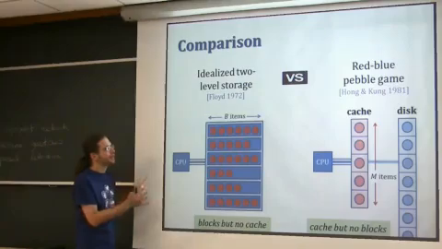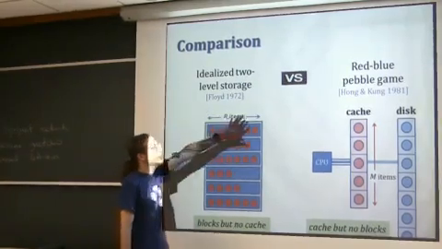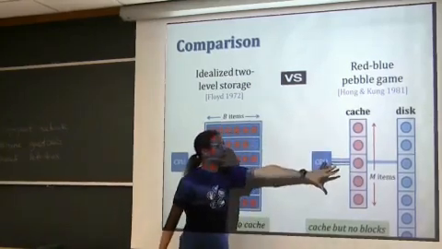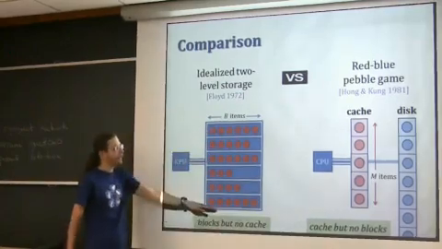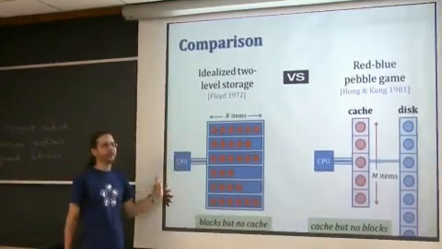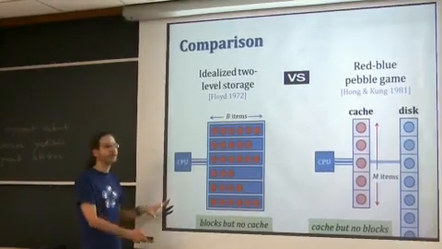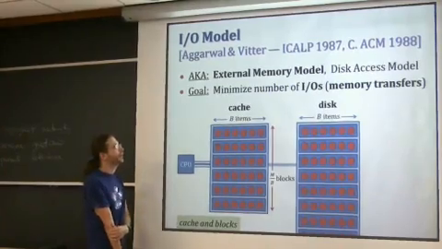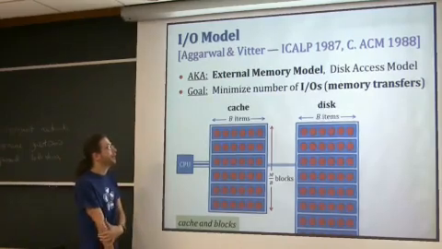So at this point, we have two models. We have the idealized two-level storage of Floyd, and we have the red-blue pebble game of Hong and Kung. This one models caching, that you can store a bunch of things, but it does not have blocks. This one models blocking, but it does not have a cache, or it has a cache of constant size. So the idea is to merge these two models, and this is the Aggarwal-Vitter paper, many of you have heard of, I'm sure. It was in 1987, so 6 years after Hong and Kung.